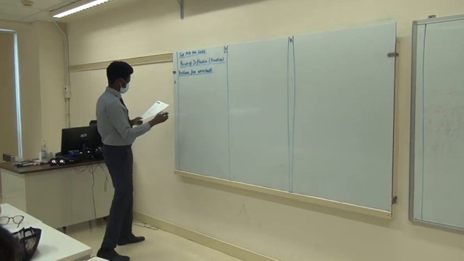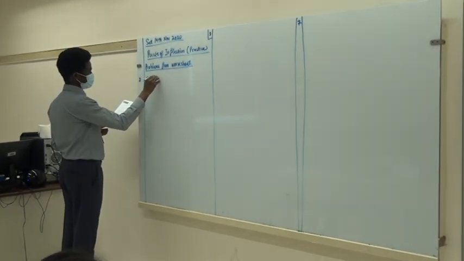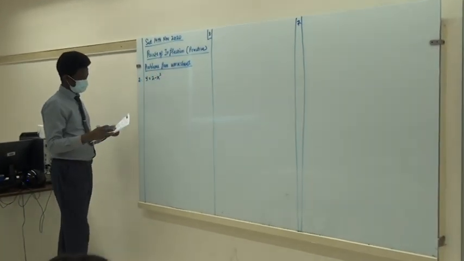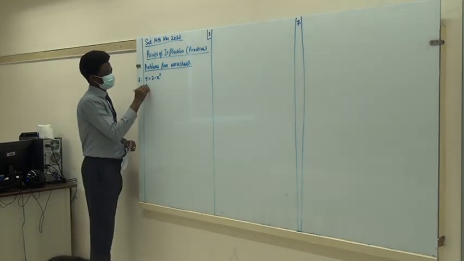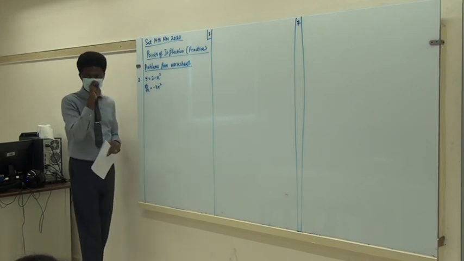So this question says classify all the points of inflection of y equals 2 minus x cubed. The first thing, of course, is you differentiate, you get minus 3x squared, right?